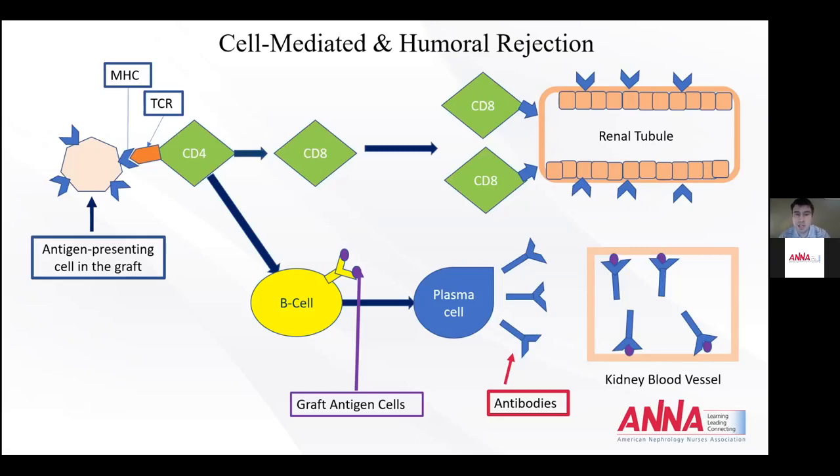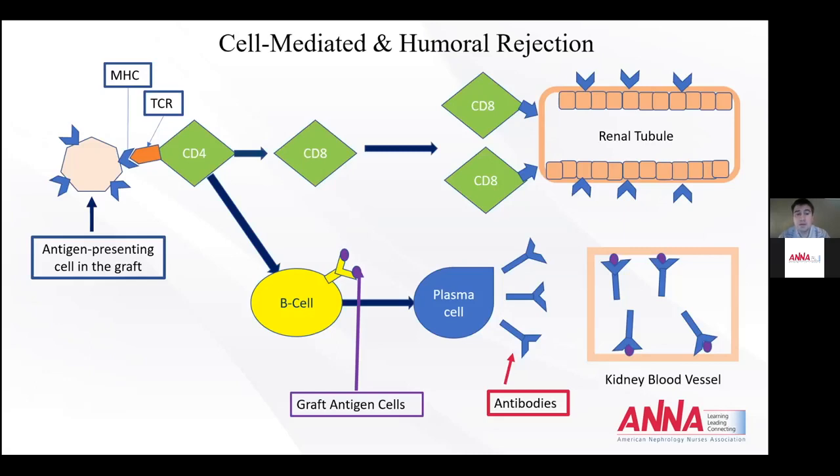So as you can see, again, there are two different pathways. It either alerts more of this cellular route, which is the CD8 or cytotoxic killer cells, and they will go in and attack, specifically, you can see them on biopsy, the renal tubules. So you get tubulitis a lot with cellular rejections. And then you can go a different pathway, which is the B cells, and both can happen at the same time.